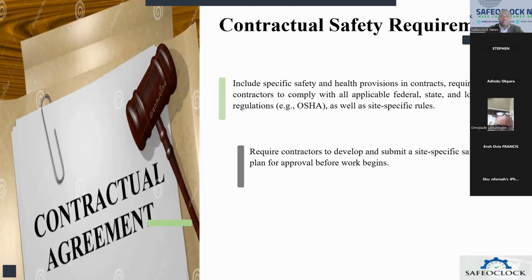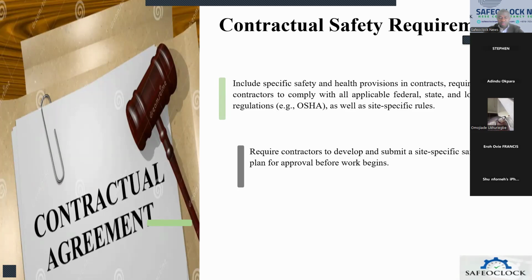Okay. So in the contractual safety requirement, it's very important that we include some kind of health and safety provisions in the contracts with those contractors, requiring the contractor to comply with all applicable federal, state and local regulations. For example, we have OSHA. In other countries, in Saudi, they have their own. In the UK, they have the Health and Safety Executive. In Qatar, we have the Qatar Construction Specifications and all that. And some other site-specific rules.